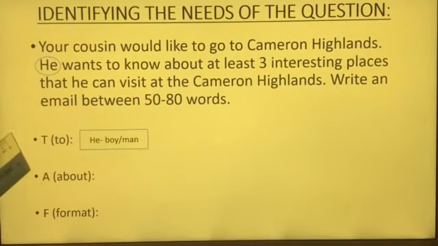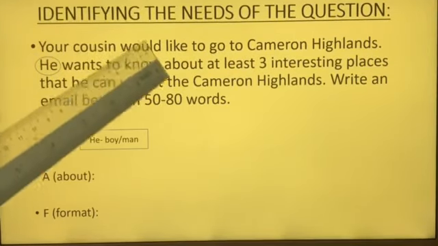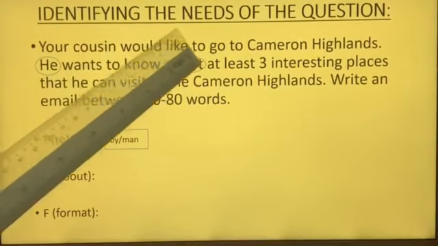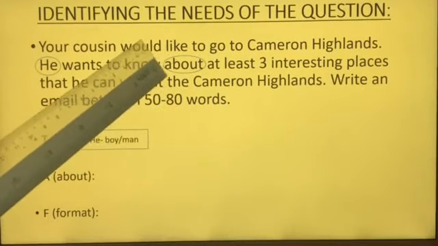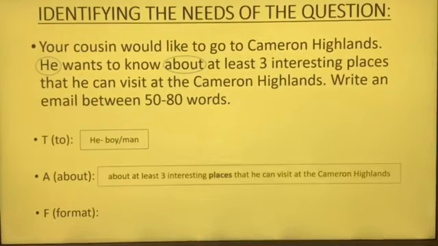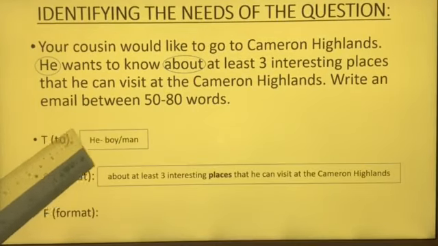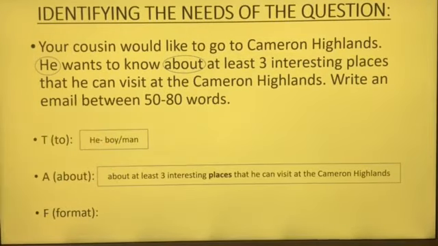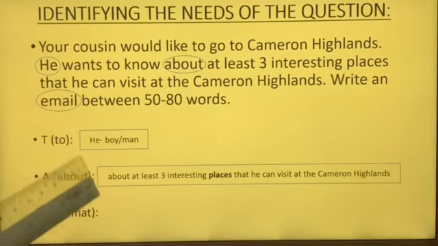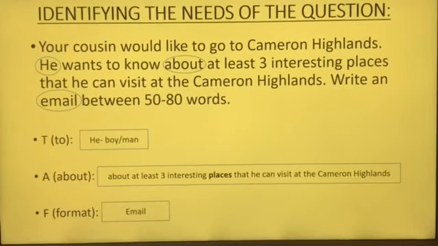And then next one, we have to find A, about. In order to find about, you have to find the word "about" in the question, and then you can just copy the rest of the question until the full stop. So the about here is: about at least 3 interesting places that he can visit at the Cameron Highlands. Next one, F, format. So the format is email. These are the basic or essential items that you have to identify before you answer the question.